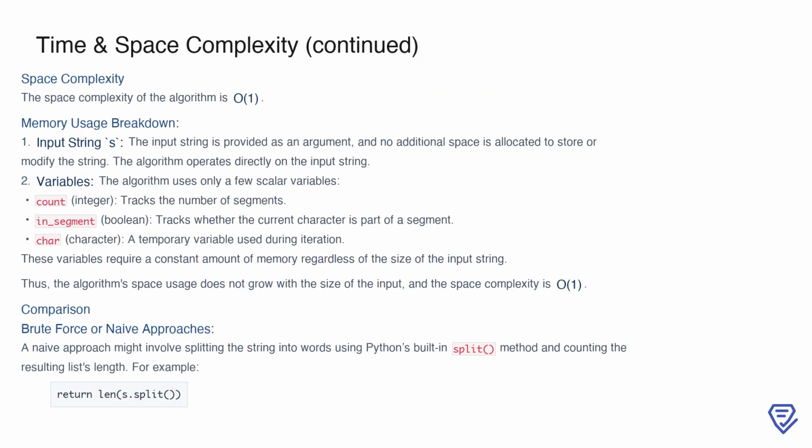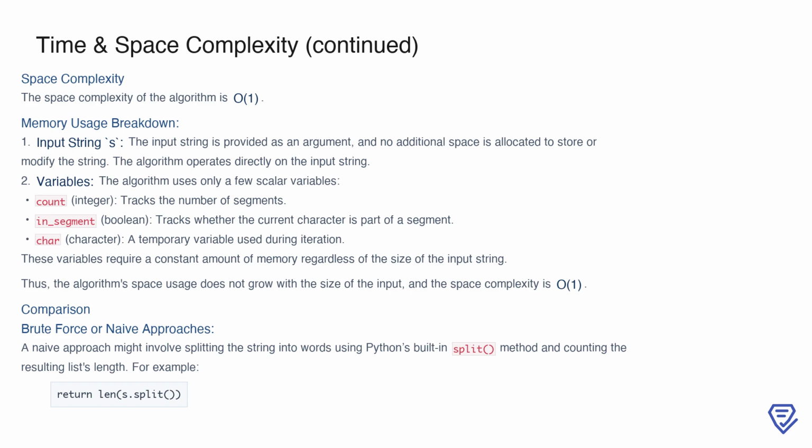Now let's focus on the space complexity. The algorithm has a space complexity of O(1), and here's why. First, it operates directly on the input string without allocating additional memory to modify or store it. The memory usage comes solely from the variables employed during the computation. These include the integer variable count, which tracks the number of segments, the Boolean variable in_segment, which monitors whether the current character is part of a segment, and the temporary character variable used during iteration. Since these are scalar variables, they require a fixed amount of memory that does not depend on the size of the input string. Therefore, the algorithm's memory usage remains constant, or O(1).